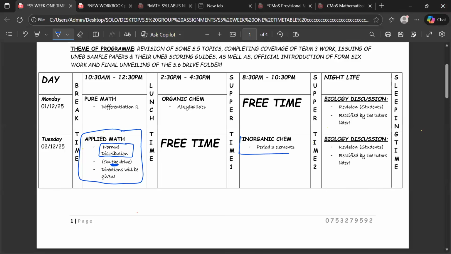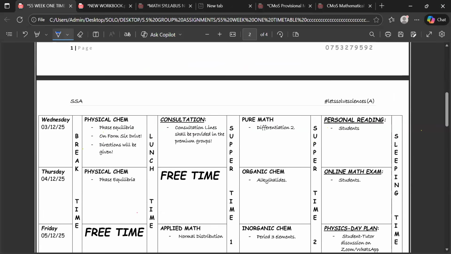Then tomorrow night we are going to do period 3 elements. Then in the afternoon prepare organic chemistry, alkyl halides. So the work is a lot. I don't know if people got a chance to look at normal distribution. Those who are okay with normal distribution, the drive has a lot of work. You realize Wednesday morning, we are also using the drive, and the topic is phase equilibria. Why did I put it there? I want the holiday to be used for ionic equilibria and we complete. So as I cover ionic equilibria, you cover phase.